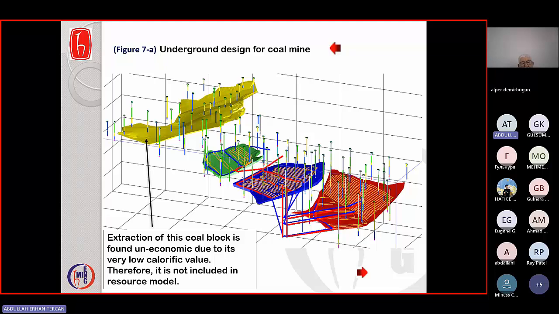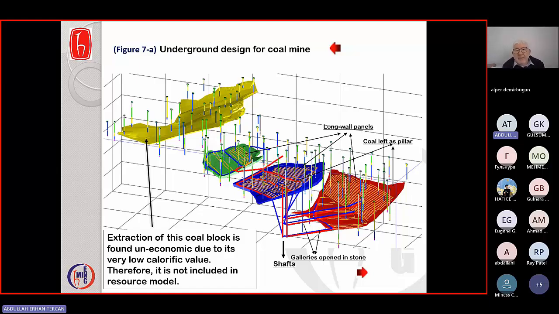In this figure, two vertical lines show the shafts, as you can see. Galleries are driven from the shafts to the coal seam. Yellow color lines show the longwall panels that will be used. These panels will be used for coal extraction. Some part of coal is left as pillar. These sections of coal seam are not produced. Therefore, this part of coal will not be included in the resource model.